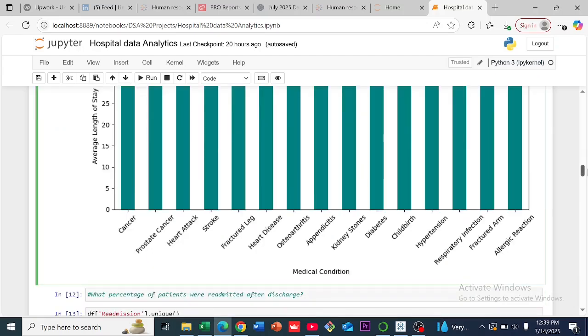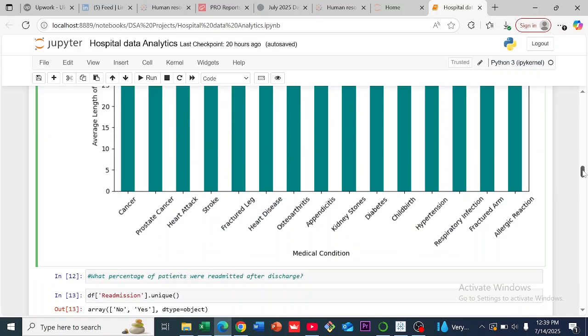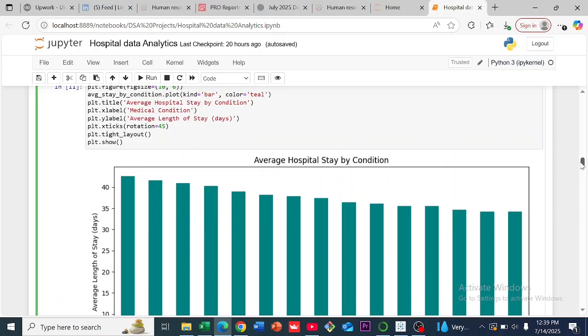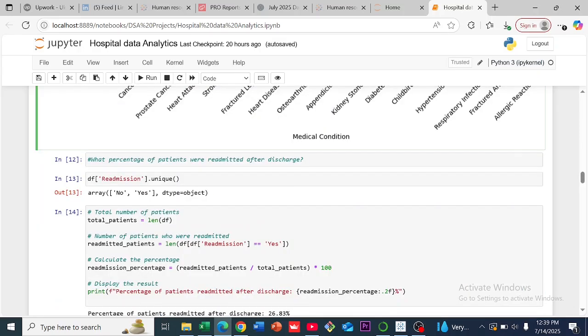Now you can see that cancer, prostate cancer, heart attack, stroke, and fractured leg are the medical conditions with the highest average stay. The next question we have is: what percentage of patients were readmitted after discharge?